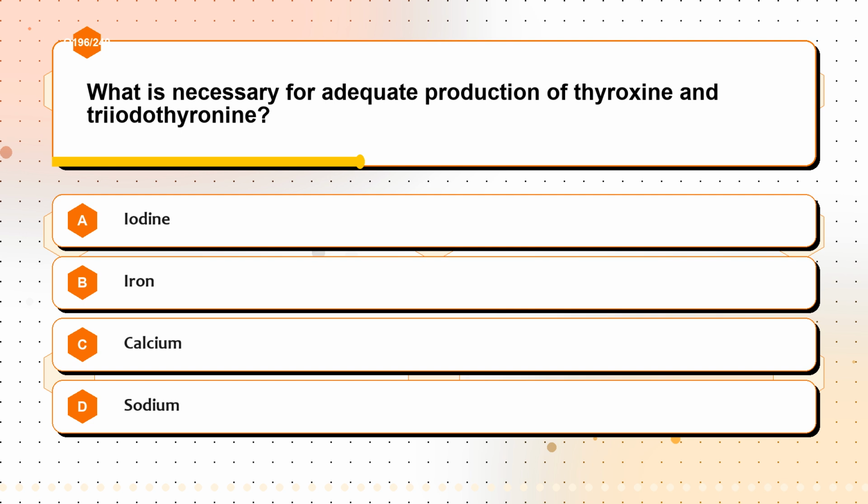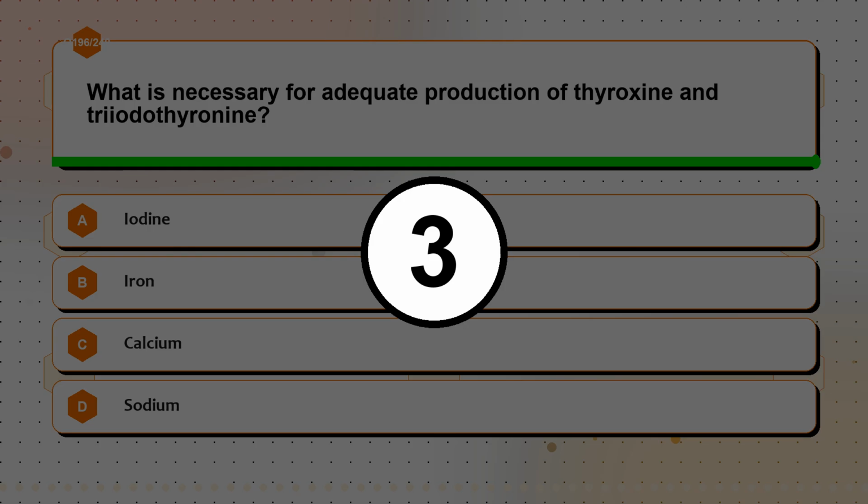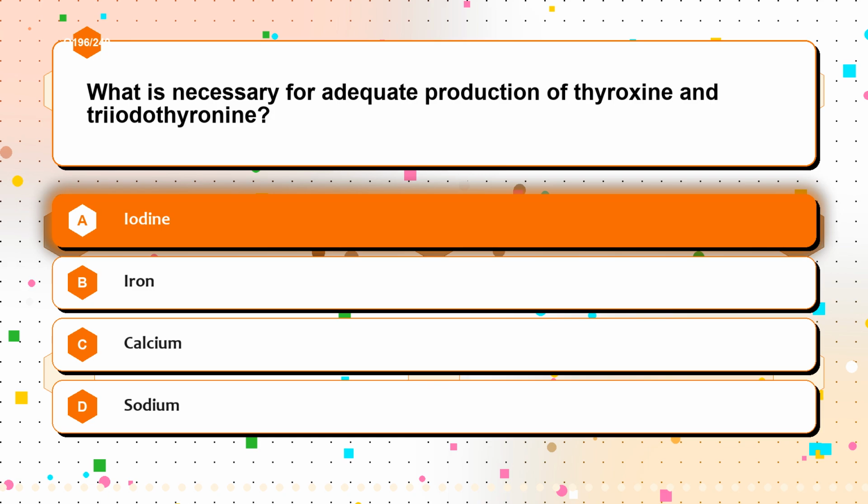Question 196. What is necessary for adequate production of thyroxine and triiodothyronine? Here are the options. Option A, iodine. Option B, iron. Option C, calcium. Option D, sodium. The correct answer is option A, iodine.